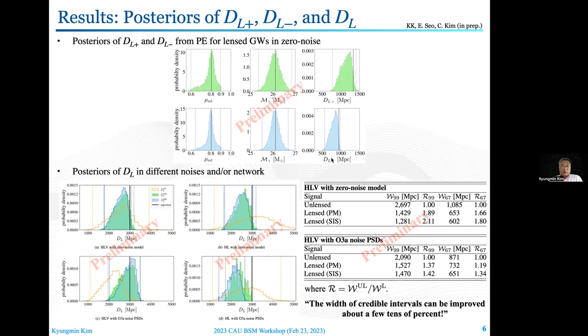And we tested the estimation in different noises and network configurations. For this posterior figure, we summarized the widths of the credible intervals. The top table shows the 99% credible interval and the 67% credible interval with the zero noise model. For your information, the zero noise model means that there are no fluctuations in the sensitivity curve, and there is only a very clean PSD line, the design sensitivity of the detectors.